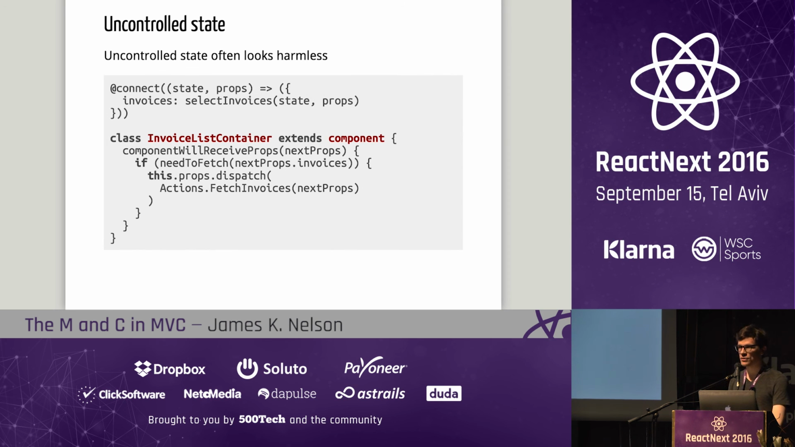And the thing is that uncontrolled state often looks really harmless. If you have a look at this piece of code, there's nothing wrong with it. It should work. Connect will inject a bunch of invoices based on whatever is passed into it. And then that container inside the connect will have a look at the injected invoices, and it'll say, OK, we don't have any invoices injected, so let's make a fetch to get them. Which makes sense if select invoices is implemented correctly.